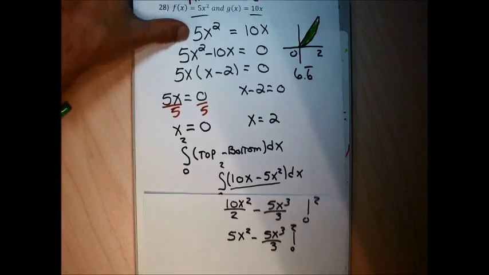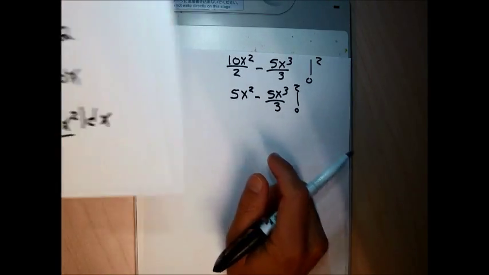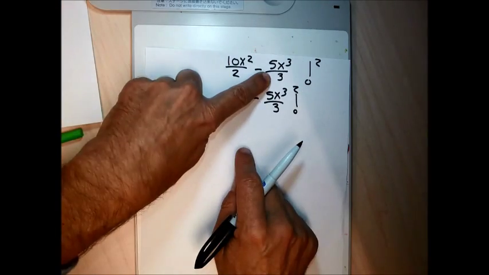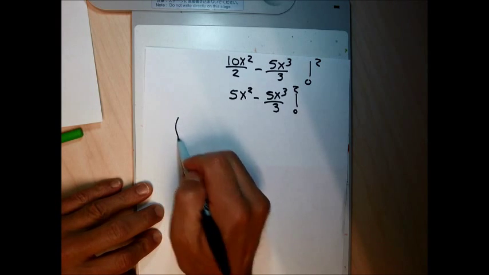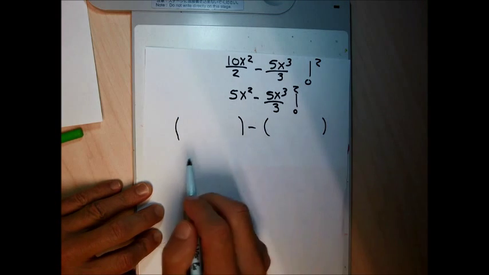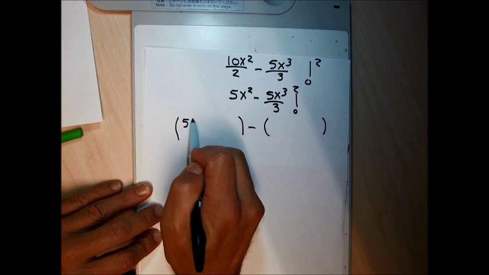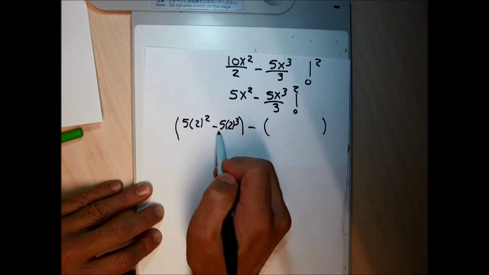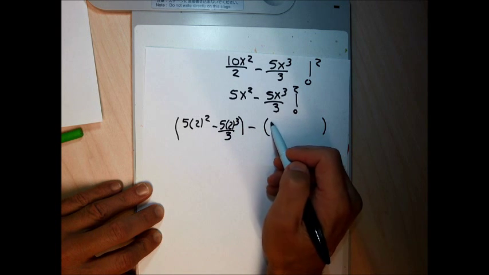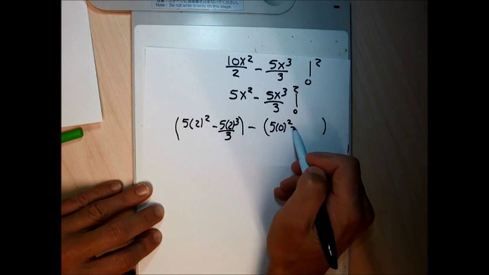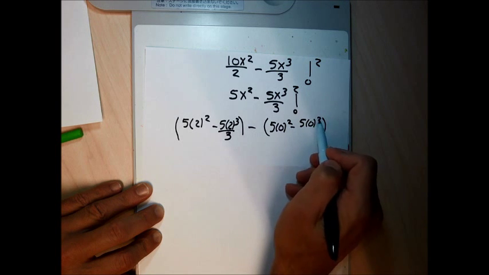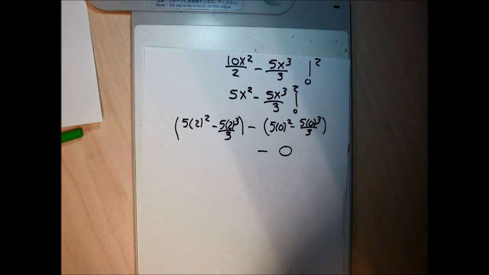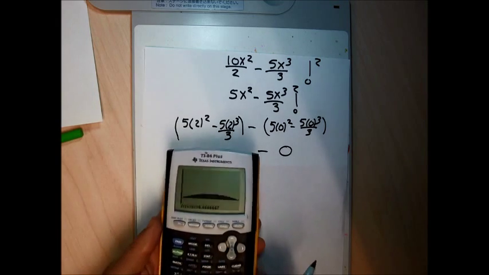By hand, to get that answer, I did the top function minus the bottom function. I integrated by adding 1 to the exponent, divided by the new exponent, simplified that a little bit. Now I'm going to do my two computations, separated by a minus sign. The first computation is going to be 5 times 2 squared minus 5 times 2 cubed over 3. And the second computation is going to be 5 times 0 squared minus 5 times 0 cubed over 3. This one, because of all the zeros, is ultimately going to turn into 0. I'll do that for you, but I know that that's the case.